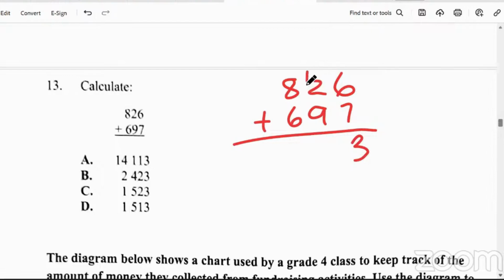All right. 1 plus 2 is 3. 3 plus 9, that's 12. 2 is here. And then 1 plus 8 is 9. 9 plus 6, that's 15. Do we see an answer? The answer is C, 1,523.